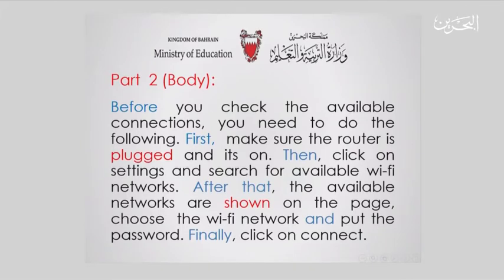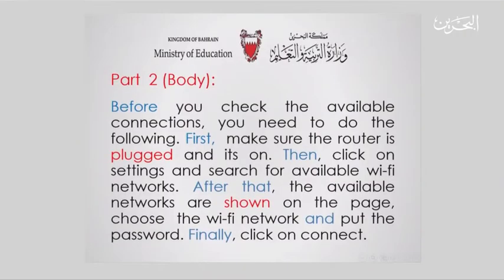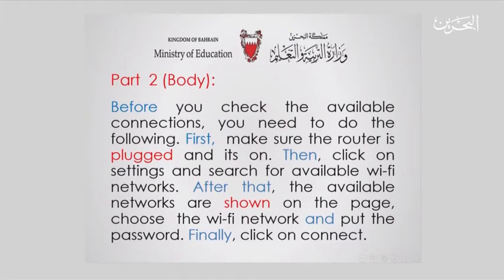Let's go on, and it's on. Then, pay attention to then. This is another transitional word. Click on Settings and search for available Wi-Fi networks. After that, and this is another transitional word, the available networks are shown, and this is again the passive form that we have taken previously on the page. Choose the Wi-Fi network and put in the password. The last stage, finally, click on Connect.